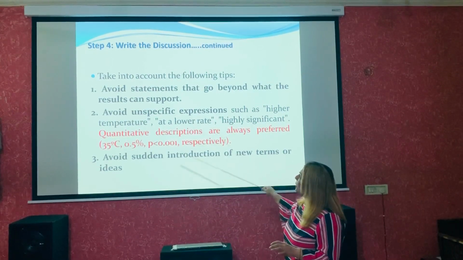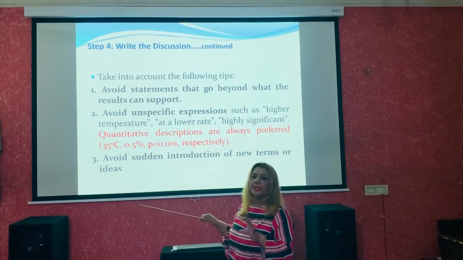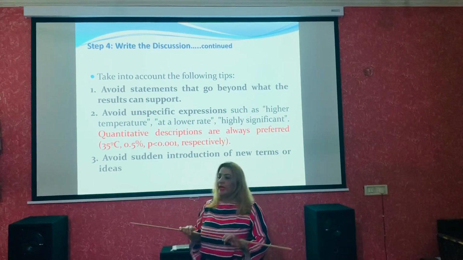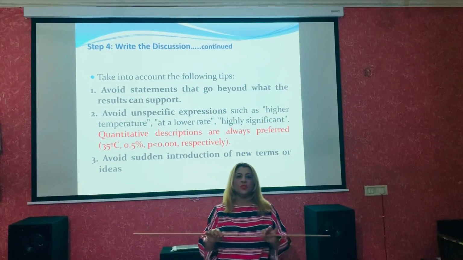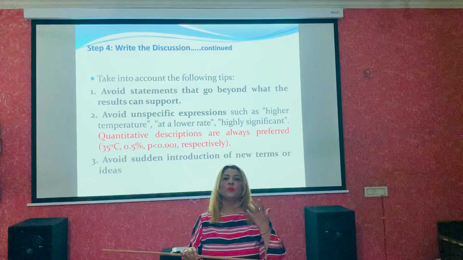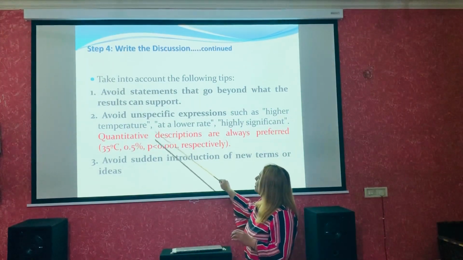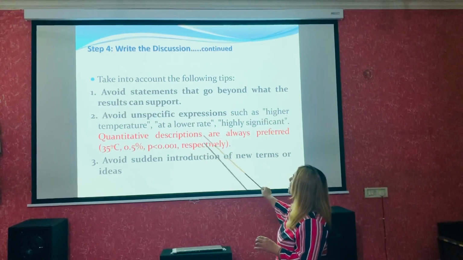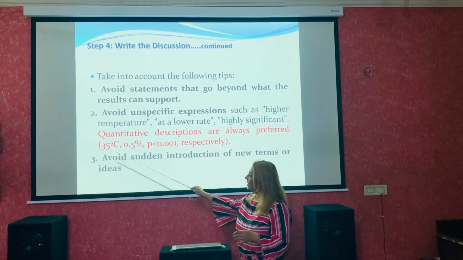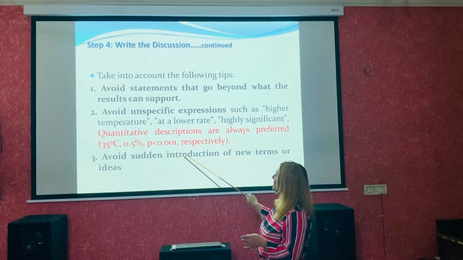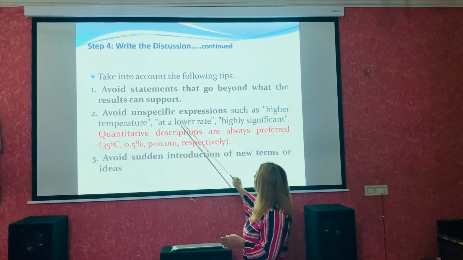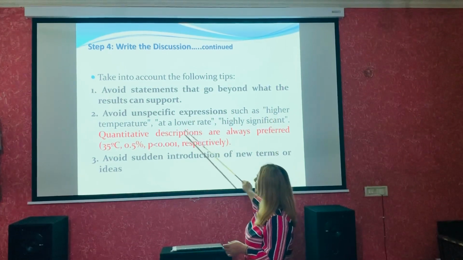Then you need to consider certain points while writing the discussion. Avoid statements that go beyond what the results can support. Never give statements which your results or investigations cannot support. You can't use your results as proof to justify your statements. Also avoid unspecific expressions like higher temperature, at a lower rate, highly significant. Quantitative descriptions are always preferred. You can write, for example, 35 degrees Celsius, at 5% level, a probability of 0.001, rather than using the unspecific expressions I have mentioned here.